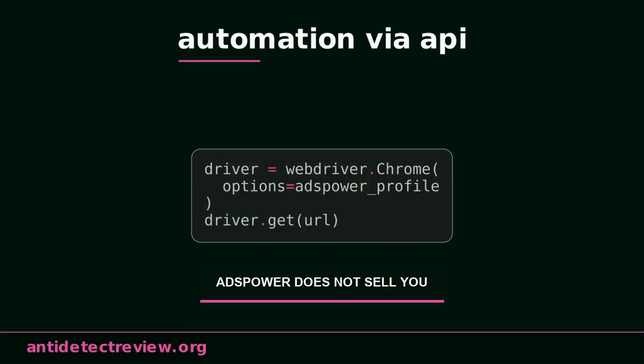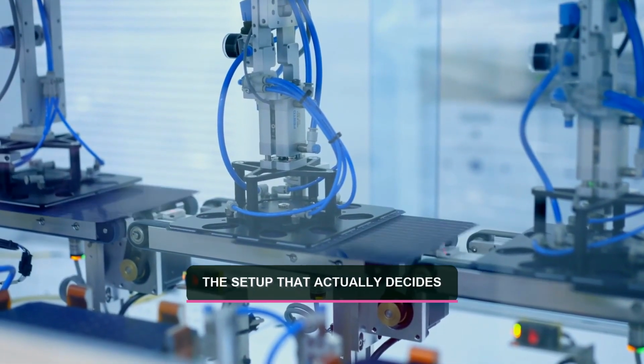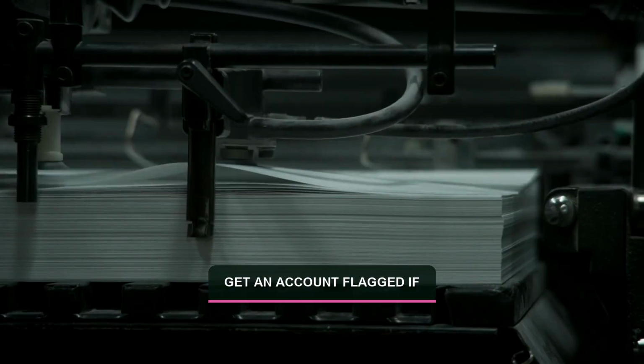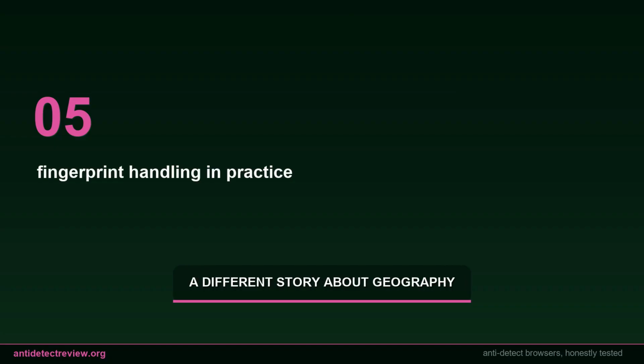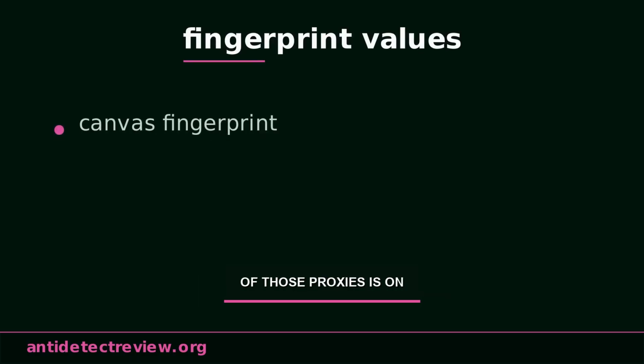The proxy story. AdsPower does not sell you proxies, and that is normal. You bring your own. Every profile takes its own proxy, host, port, credentials, or a rotation link, and this is the half of the setup that actually decides whether an account survives. The browser can generate a flawless fingerprint and still get an account flagged if the proxy underneath it tells a different story about geography or reputation. So the honest review point is that AdsPower gives you good tools to attach and manage proxies, but the quality and matching of those proxies is on you, and it matters more than any browser setting.